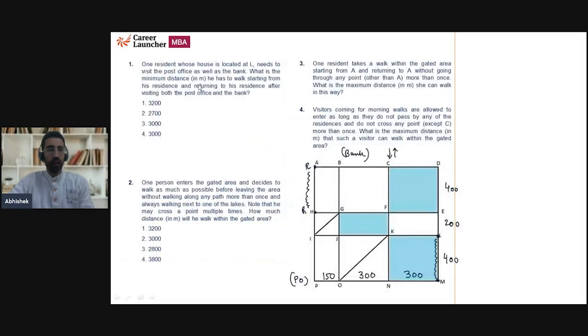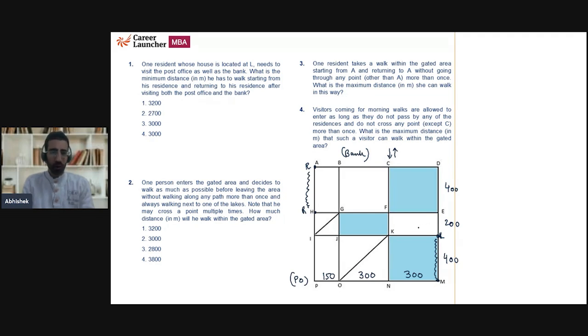Done. Next. Question number 1 says one resident whose house is located at L. Okay, house is located at L. Where is L? This is L. He needs to visit the post office as well as the bank. What is the minimum distance he has to walk, starting from his residence and returning to his residence after visiting both the post office and the bank?